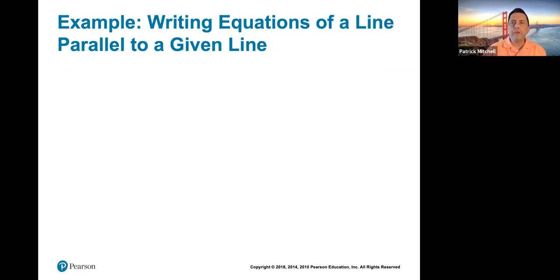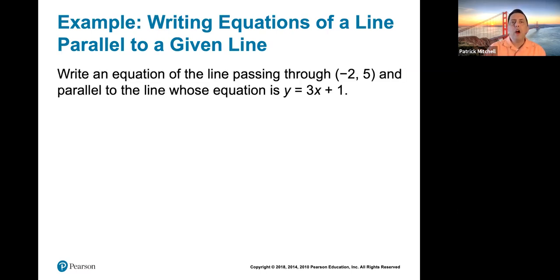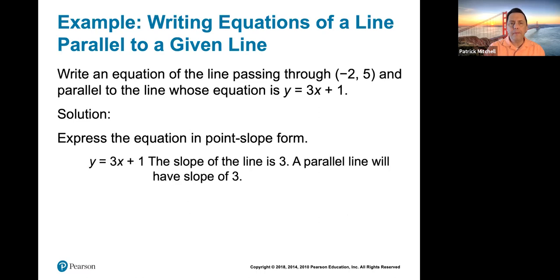So for example, we're going to write the equation of the line passing through the point (-2, 5) and parallel to the line whose equation is y = 3x + 1. Notice that this equation is written in slope-intercept form, which makes it really easy to find the slope. The slope is 3. So a line parallel to that line will also have a slope of 3.